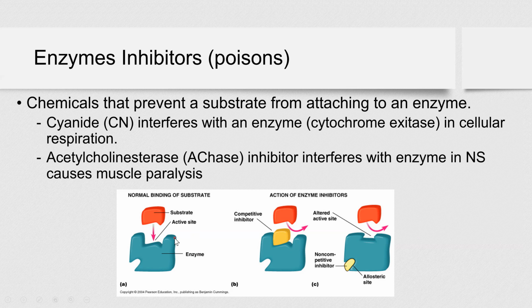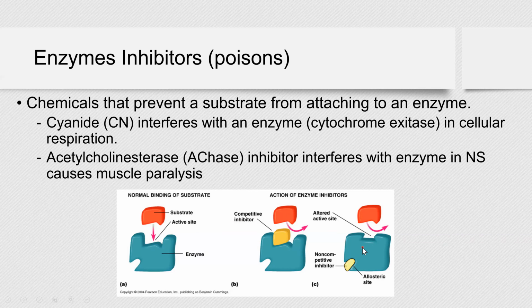So let's look over here. We have an enzyme, and we have the active site of the enzyme where the substrate will attach. But what happens if we have an inhibitor that attaches to this active site and prevents the substrate from going into the site? It does not fit anymore because we have this inhibitor. If this molecule competes with the substrate for the same active site, we call it a competitive inhibitor. Now this reaction is not going to happen anymore.